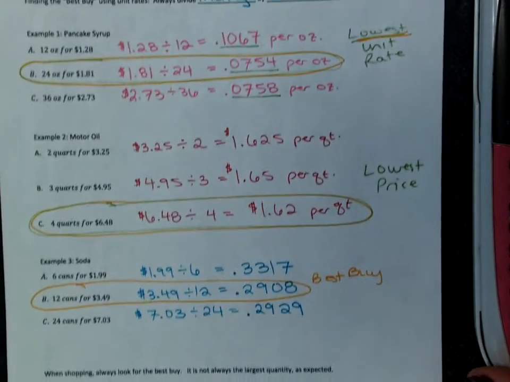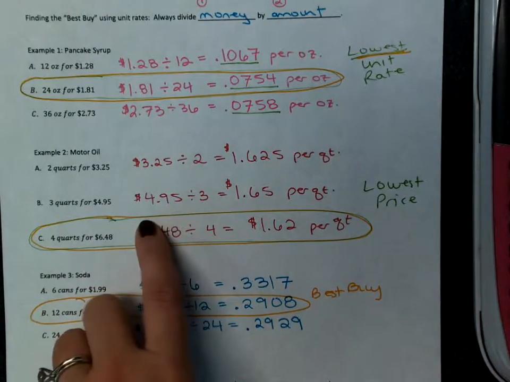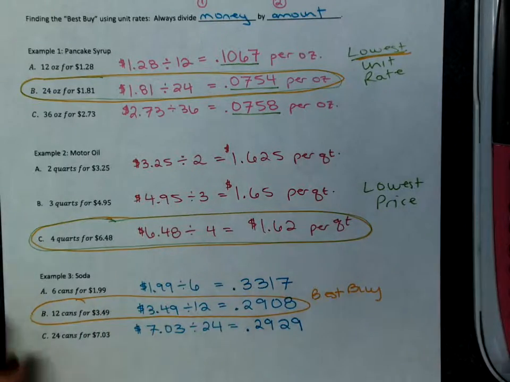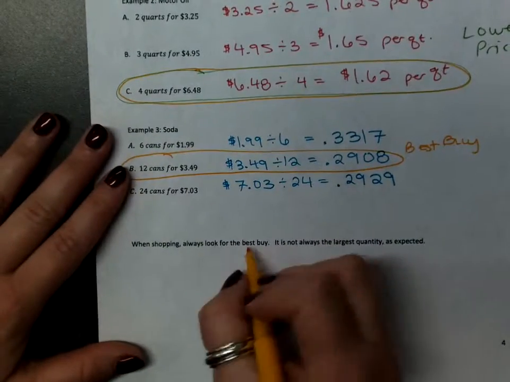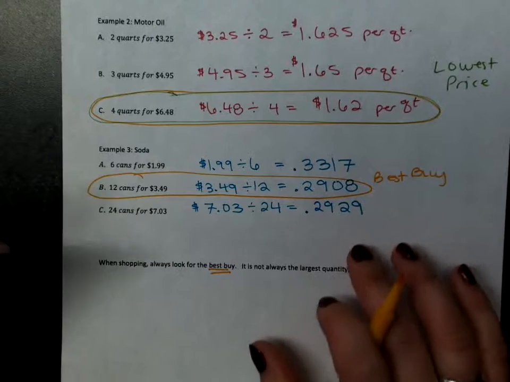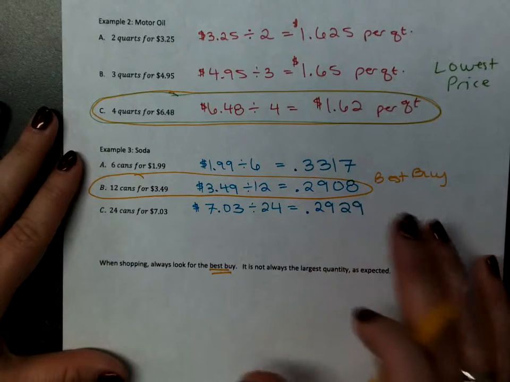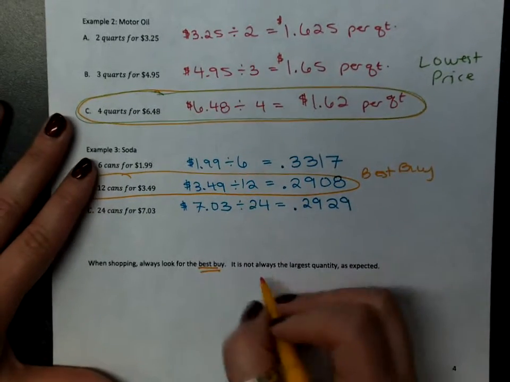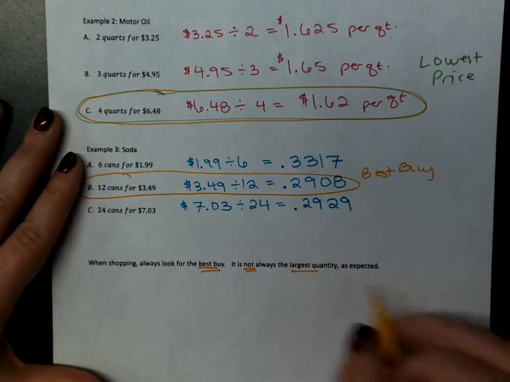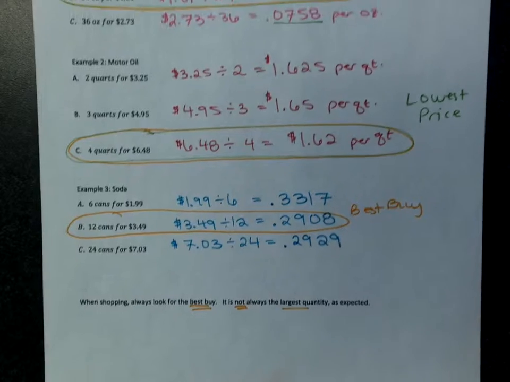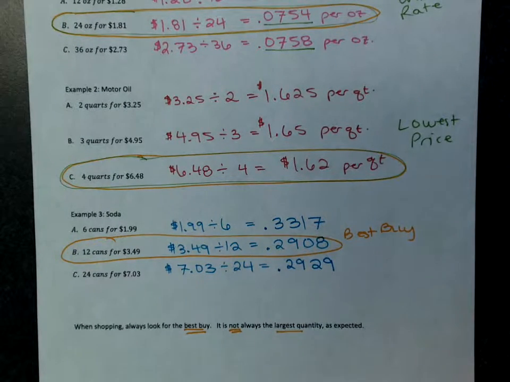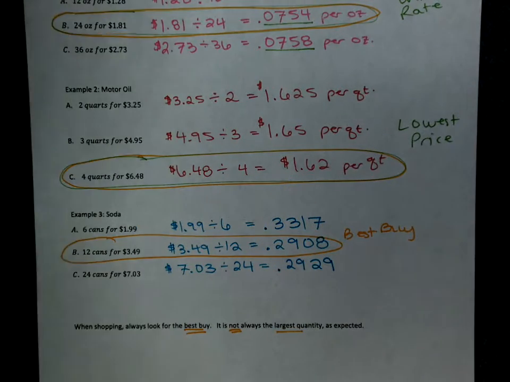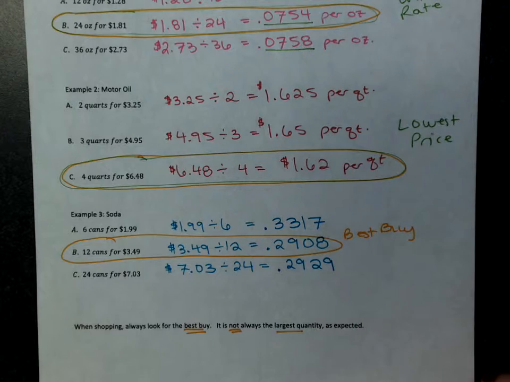Alright, so there are a few examples where they give you 2 or 3 options and you find the one that has the lowest unit rate. And when you're shopping, always look for the best buy. Usually they have the unit rates in the corner. If not, take out your phone and do the division quickly to find the best buy. It is not always the largest quantity as we would expect. If you shop at Sam's or Costco, that's not always the most for your money. It seems like it is, but sometimes it is not. So I'll pause there, and our next topic will be proportions.